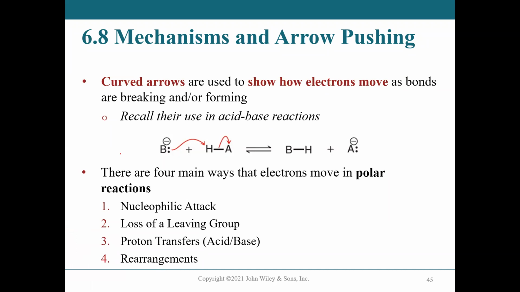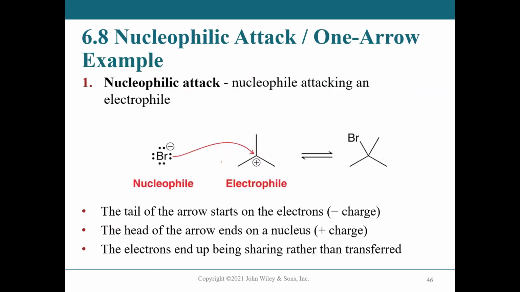So yesterday we talked about this concept with arrow pushing. Here there are four main ways that electrons move in a polar reaction. You have a nucleophilic attack, loss of a leaving group, proton transfer, and rearrangements. Again, from yesterday, we had this nucleophile. It can attack this electrophile right here. That means it's electron deficient, so it's going to want to accept electrons, so it's electron loving, basically.